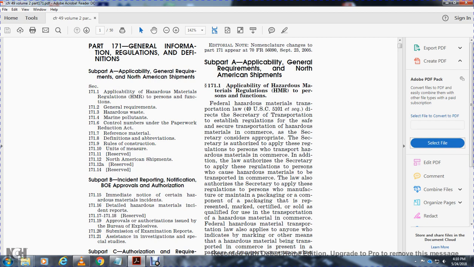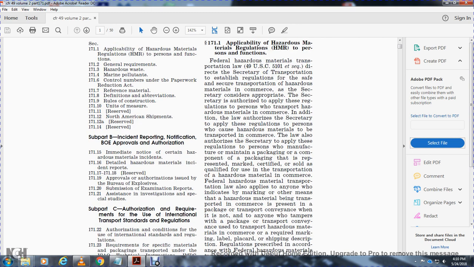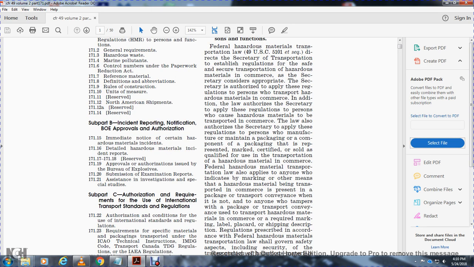The law also authorizes the Secretary to apply the regulations to persons who manufacture or maintain packaging, or a component of packaging, that is represented with a mark and certified and sold as qualified for use in the transportation of hazardous material in commerce. Federal hazardous material transportation law also applies to anyone who marks or otherwise indicates that a hazardous material is being transported in commerce and is present in the package or transportation conveyance, and to anyone who tampers with the package or conveyance.